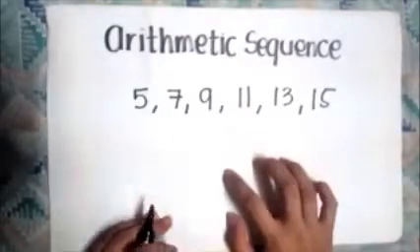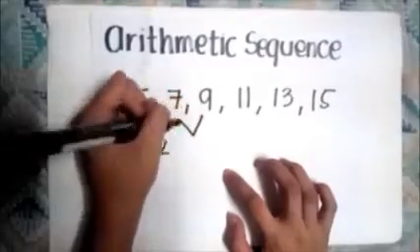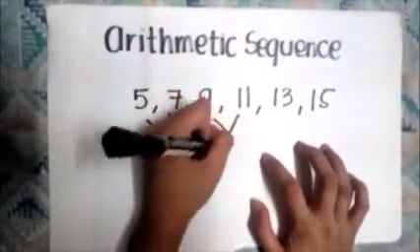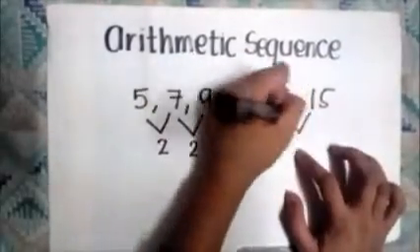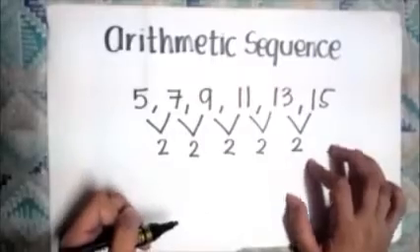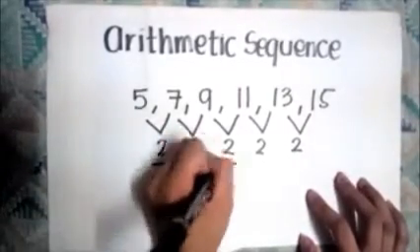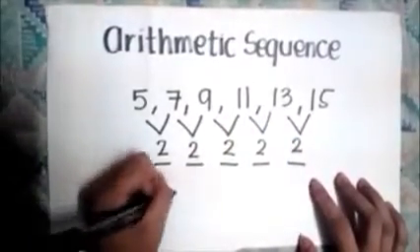So 7 minus 5 is 2. 9 minus 7 is 2. 11 minus 9 is 2. 13 minus 11 is 2. 15 minus 13 is 2. As we can see, we have a constant difference of 2. And this is what we call the common difference.